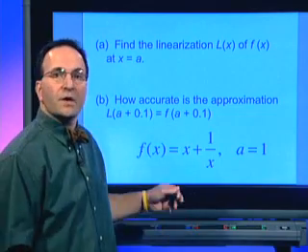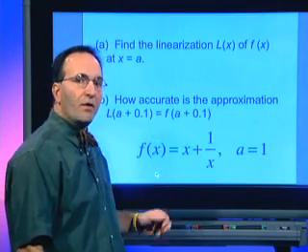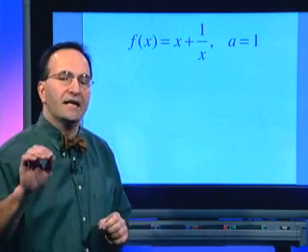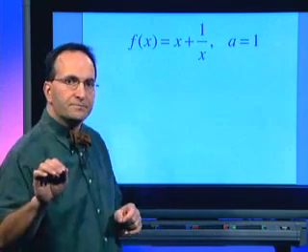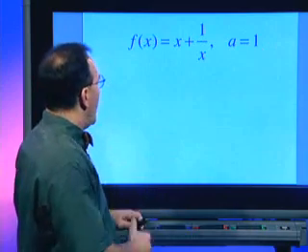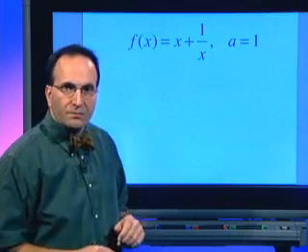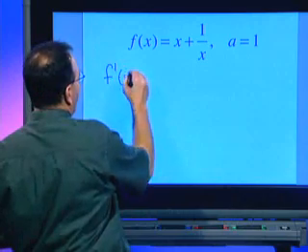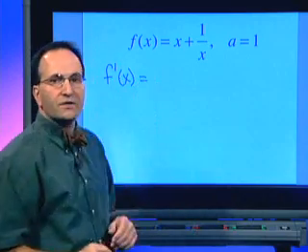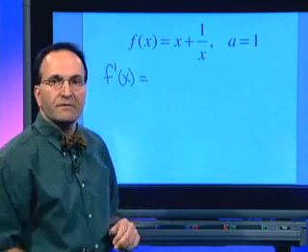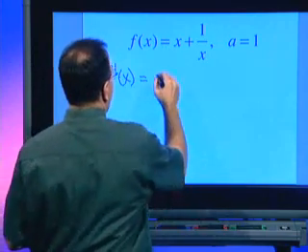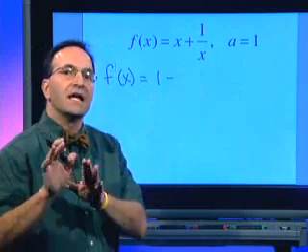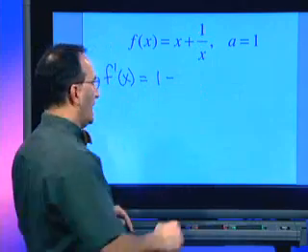So what we're going to do here is plug this into the formula, and that means that we need to take the equation and find its derivative. So we have f of x equals x plus 1 over x. F prime of x is going to equal, well, the derivative of x is just 1, and the derivative of 1 over x is negative 1 over x squared.